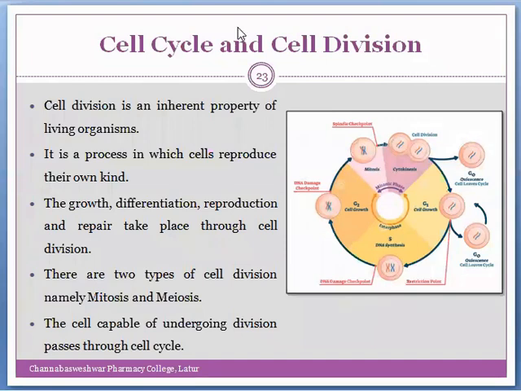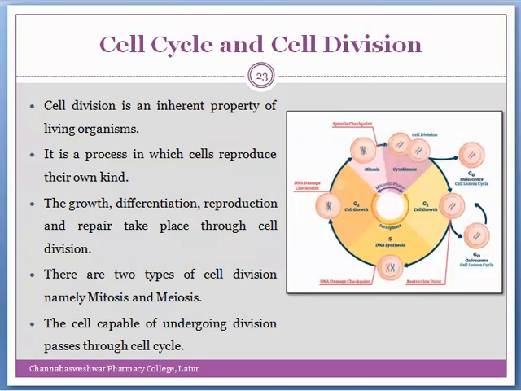So today we'll discuss cell cycle and cell division. As we all know, our body is made up of different types of cells, a number of cells. Cell division is an inherent property of living organisms. It is a process in which cells reproduce their own kind.